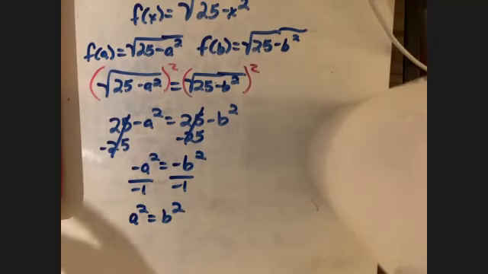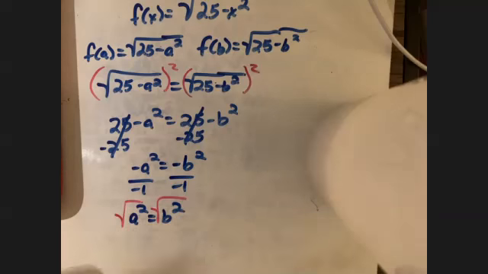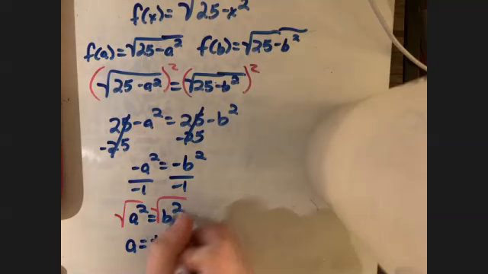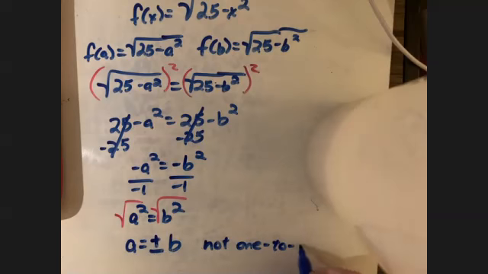Now, at this point, I need to take the square root on both sides. But guys, we have talked about when we take the square root, we have to take plus and minus. Now the square root of b squared is b. But the problem here is I've got a equals b, and or a can equal negative b. This is not 1-to-1. That does not give us that it is 1-to-1.